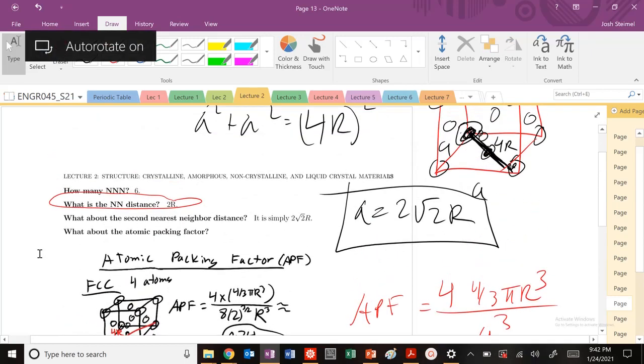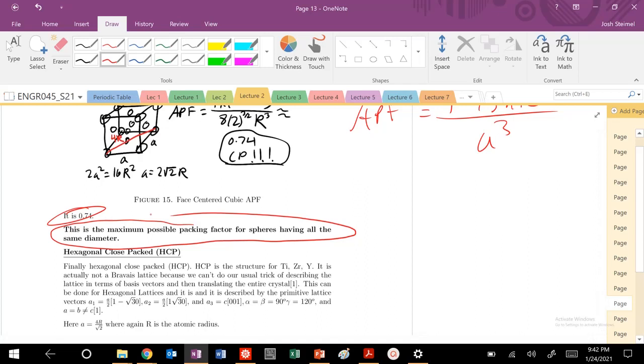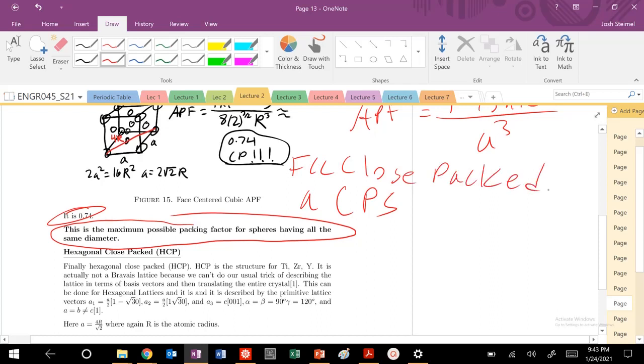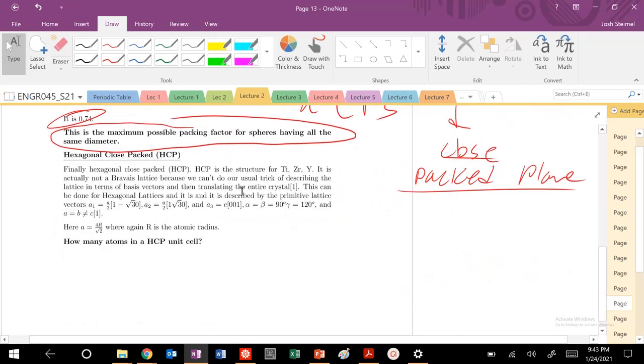So this is APF. This is the maximum possible packing factor for spheres having all the same diameter, the same size. So this is, in fact, a close packed structure. So FCC is close packed. And we're going to see the implications. If your structure is close packed, you will have a close packed plane. So we're going to get into that.